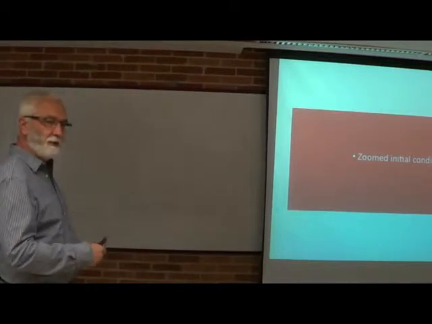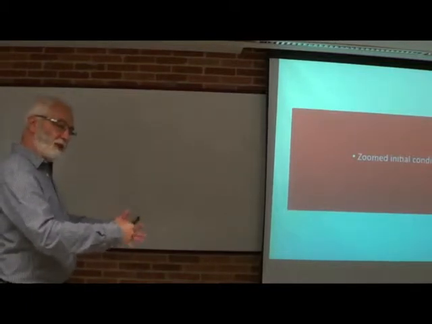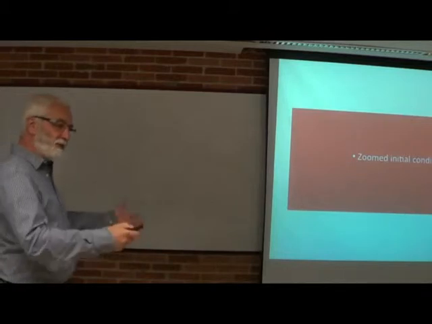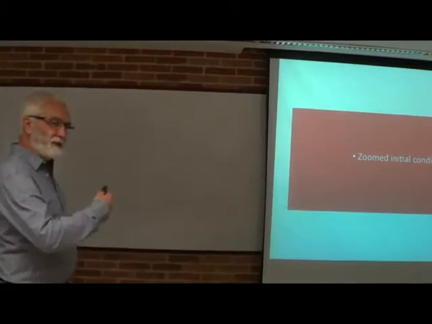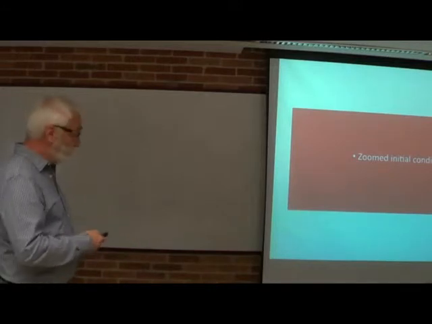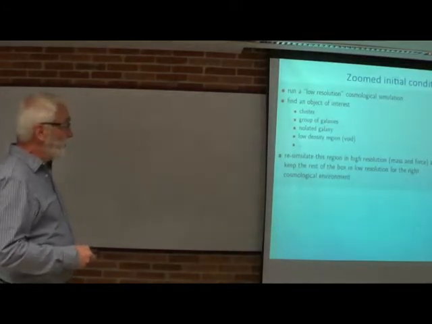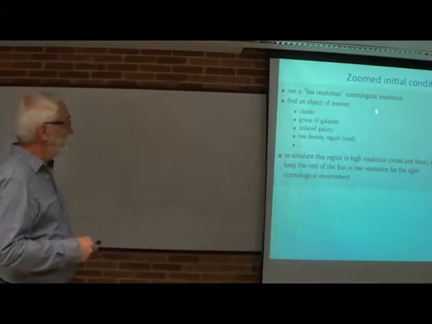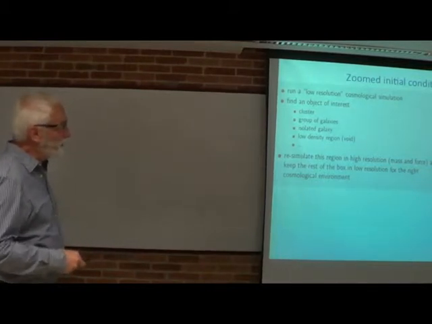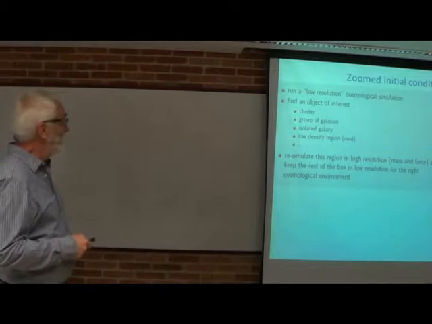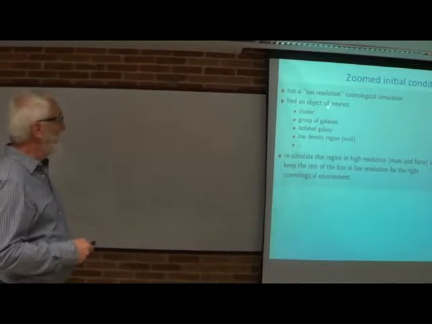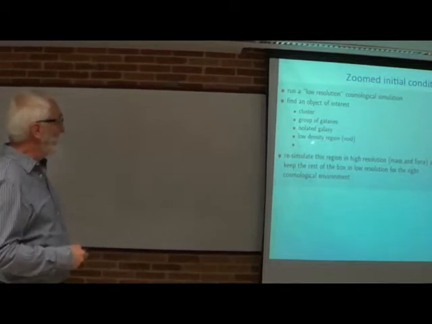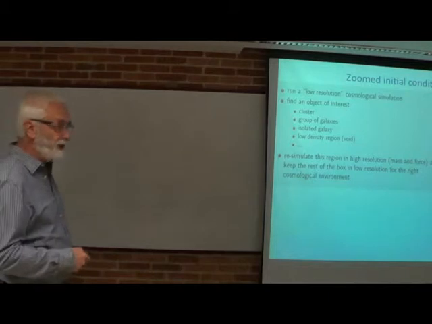a void, a big void. We wanted to know what is the inner structure of a void. Other people want to know. We did it also for clusters, the inner structure of a cluster, the inner structure of a galaxy or so. So in the zoom simulation, you try always to find an object and to simulate it then with much higher resolution. So the step is typically you run a low resolution cosmological simulation, you find an object of interest, a cluster, a galaxy, a void, or whatever you are interested in.